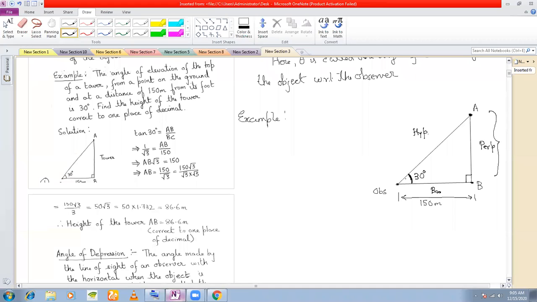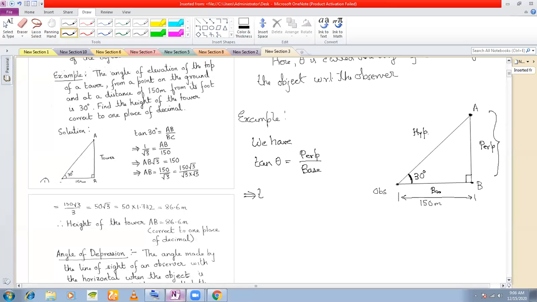So what is the relation between theta? In fact, which trigonometric function or which trigonometric ratio relates theta, perpendicular, and base? We know that tan relates theta, perpendicular, and base. Okay, so we know that tan theta is equal to perpendicular by base.